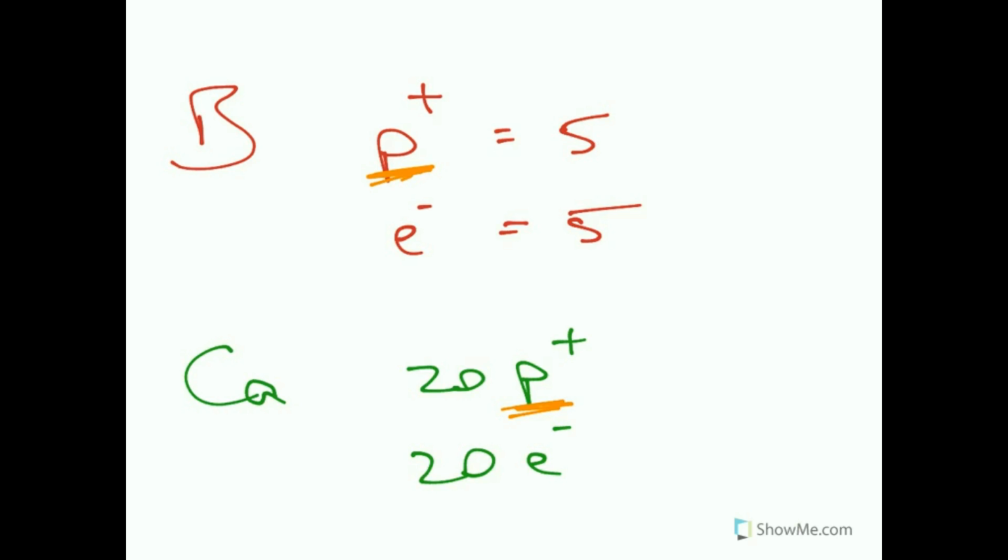Because unreacted atoms have the same numbers of protons as electrons, atoms are neutral overall, because all of the positive charges from the protons cancel out the negative charges from the electrons. It's this attraction between the positive and the negative which holds the electrons in place, orbiting around the nucleus.